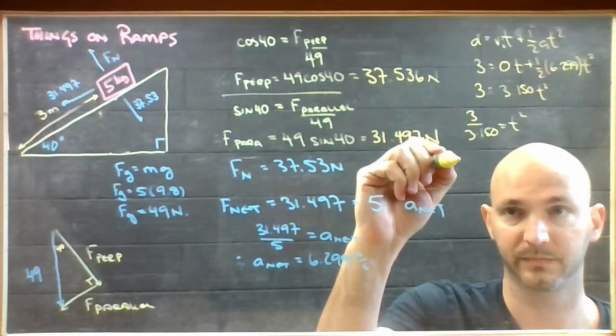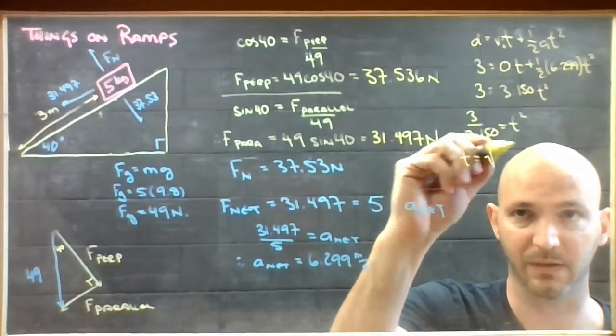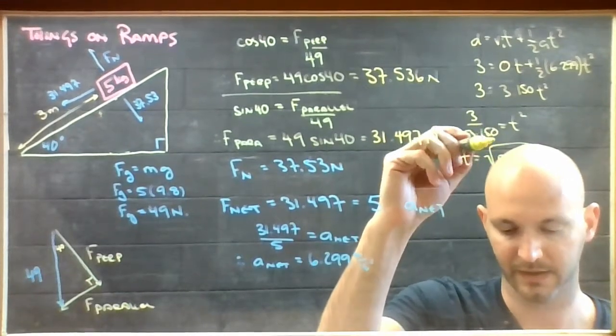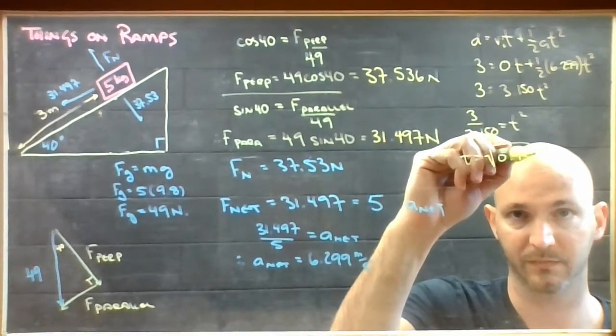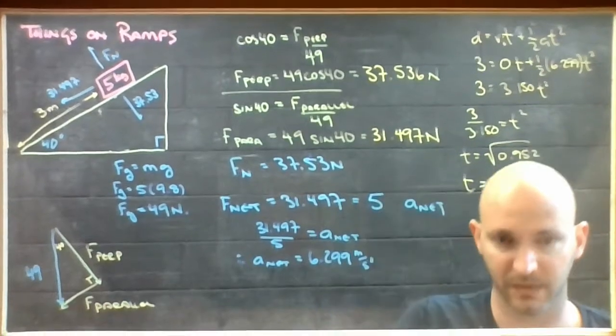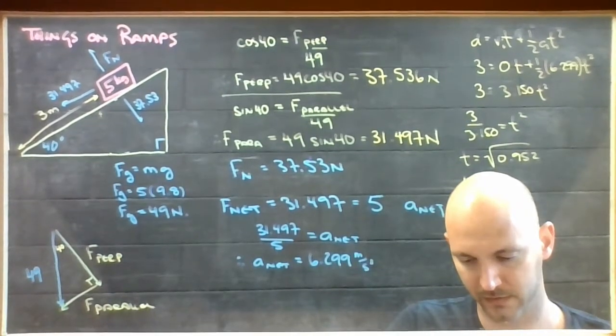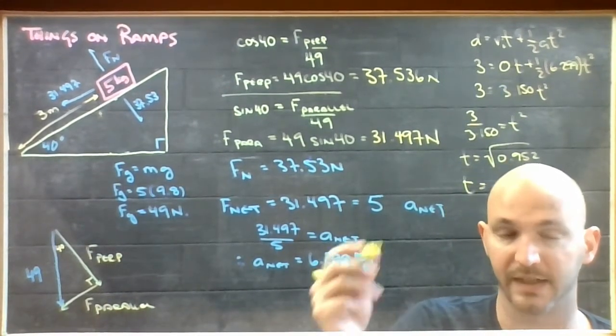is 0.952. So t would be the square root of 0.952. T would be 0.976 seconds.